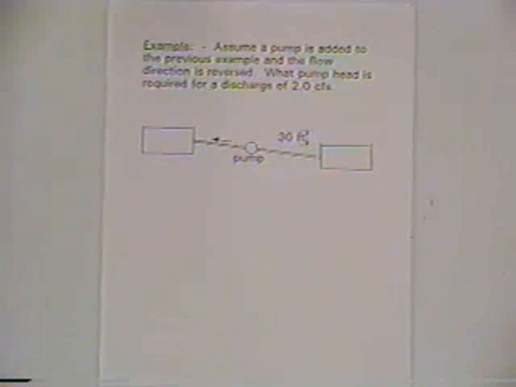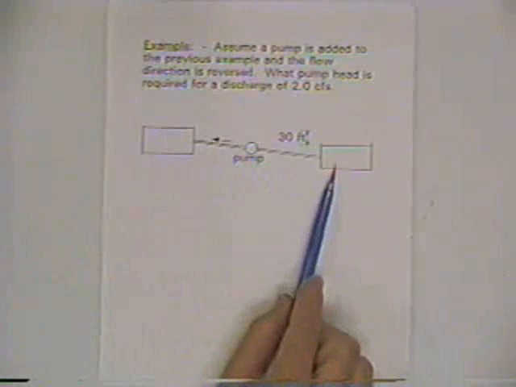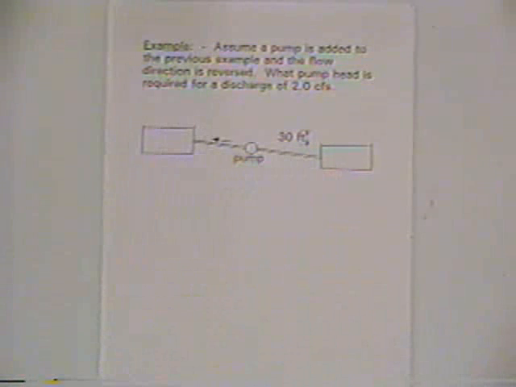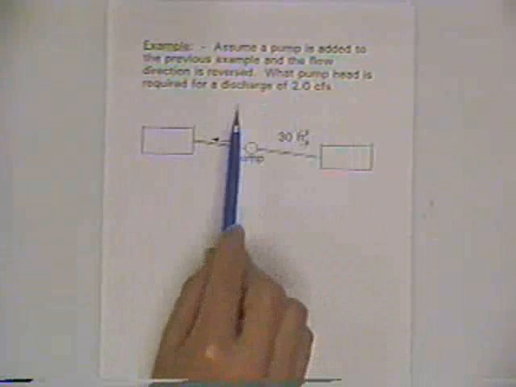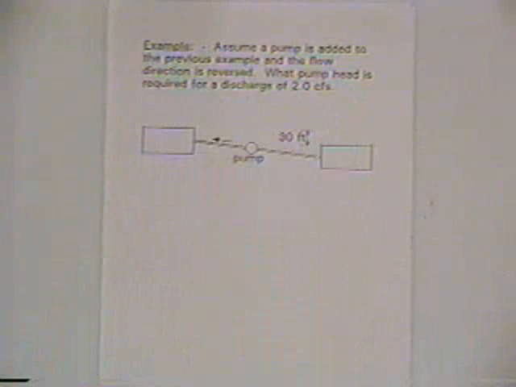And so we want to assume a pump is added to this example, and we're going to make the water flow the opposite way now with the pump. And what pump head is required for a discharge of 2 cubic feet per second? So that gives us a chance to expand our energy equation to include that pump head term in the energy equation.